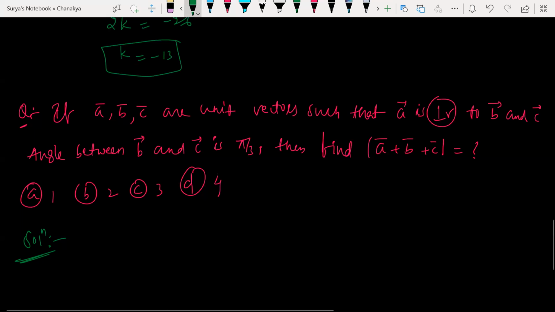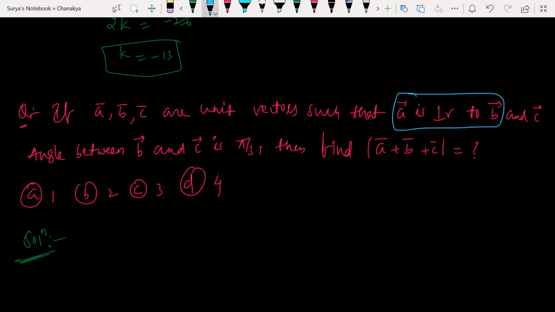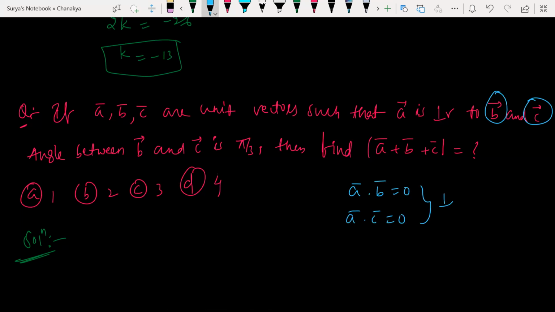Look at what he has given here. Let me give a hint. A, B, C are unit vectors such that A is perpendicular to B and C. A is perpendicular to B is nothing but A dot B is equal to 0 and A dot C is equal to 0. Is it clear? Do you agree with my point?